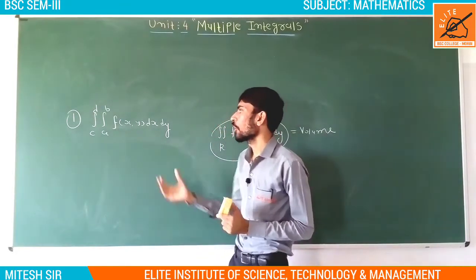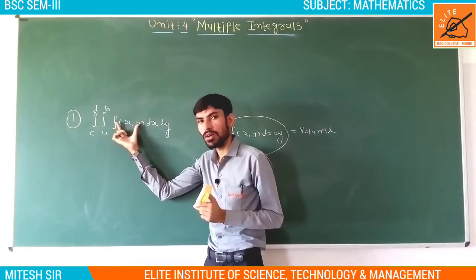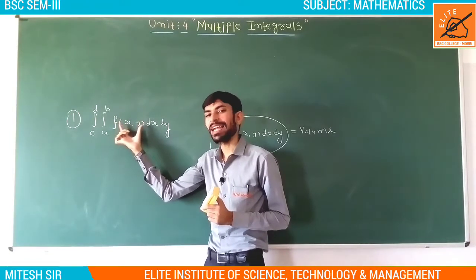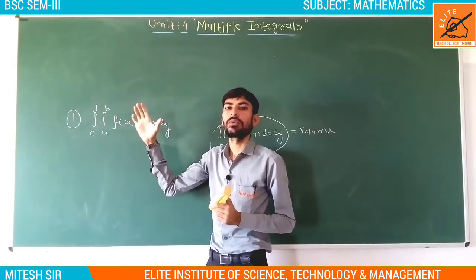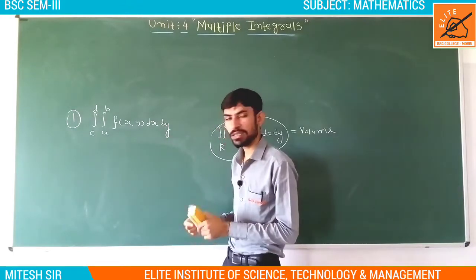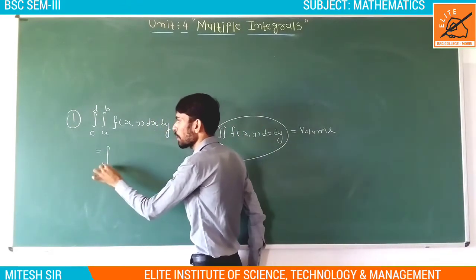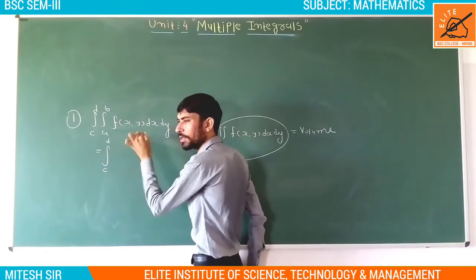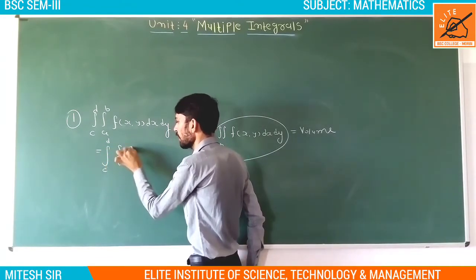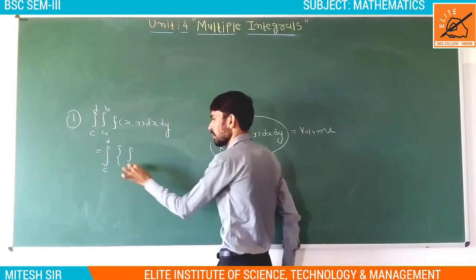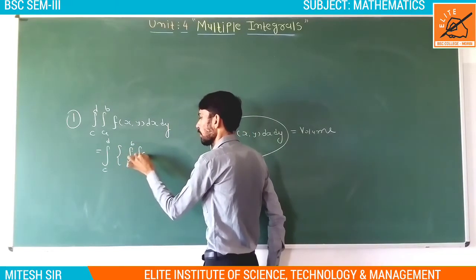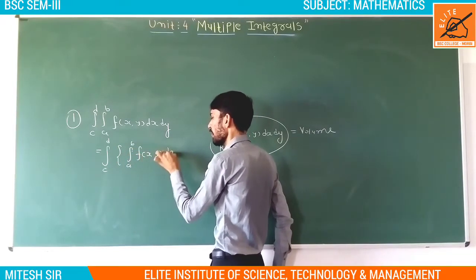So as you know, doing the integration of your function first of all with respect to x and after that doing integration with respect to y. So this is the first method. Here we write the limits of y outside the bracket, integration c to d, and in the bracket we write the limits of x, a to b, f of xy dx dy.